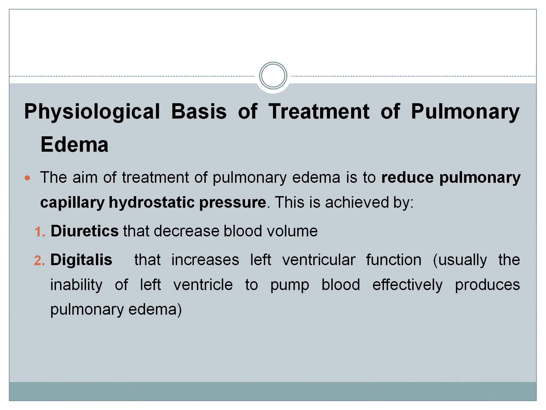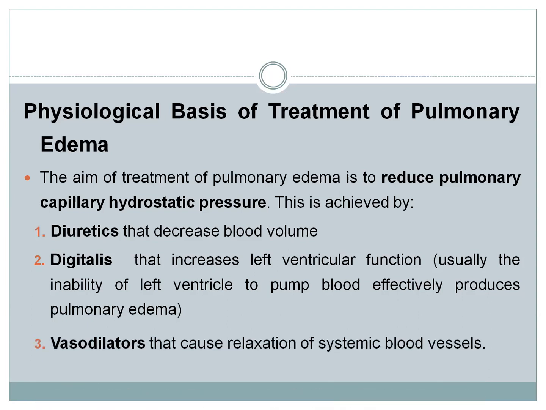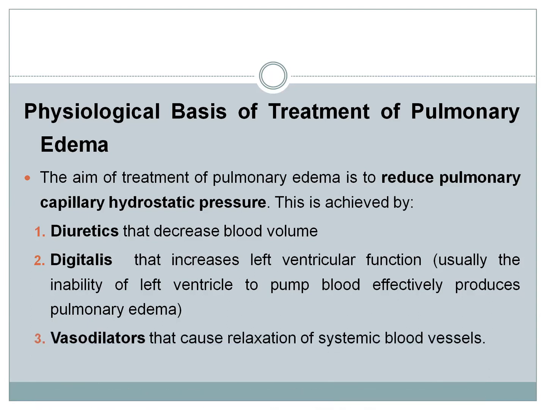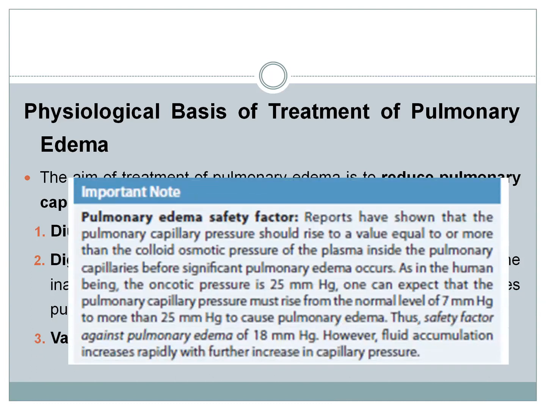It is seen that the inability of the left ventricle to pump blood effectively can produce pulmonary edema. So if you give any drug which increases left ventricular function, most of the time digitalis, that will relieve the pulmonary edema. Or you can give vasodilators that cause relaxation of the systemic blood vessels.